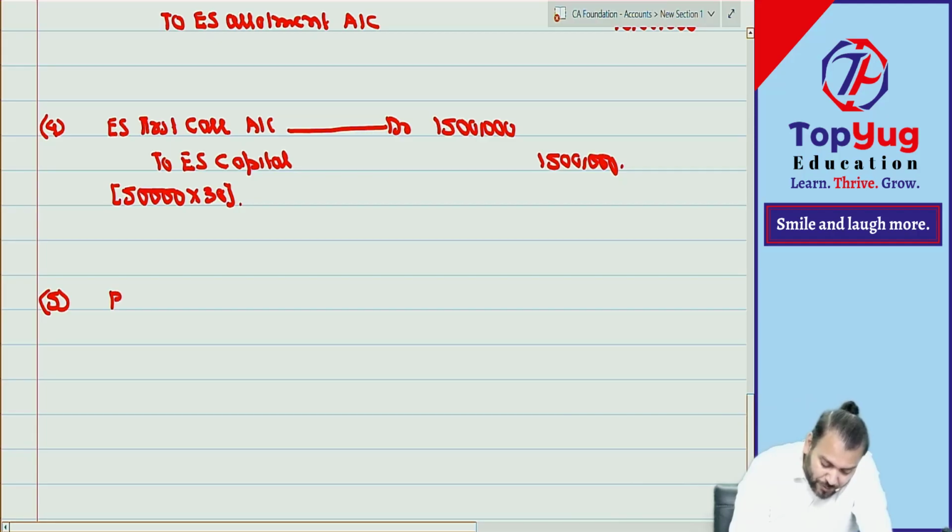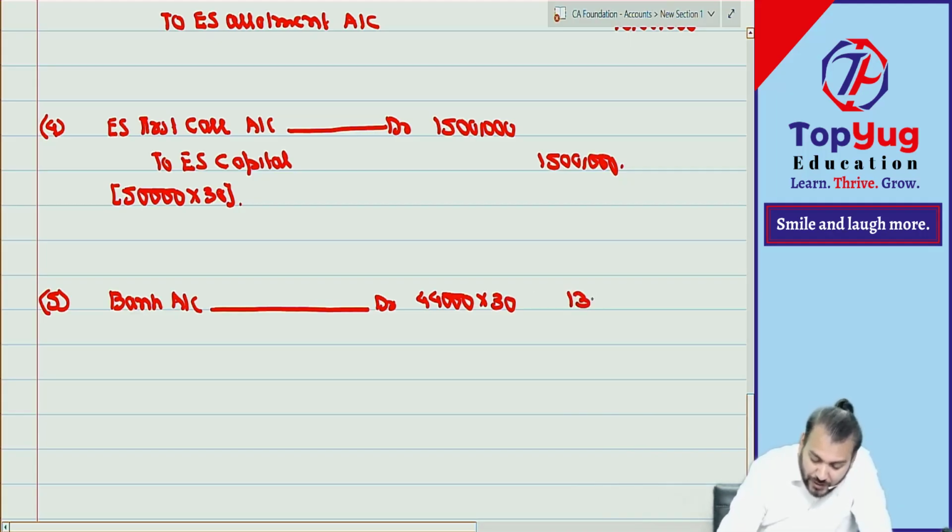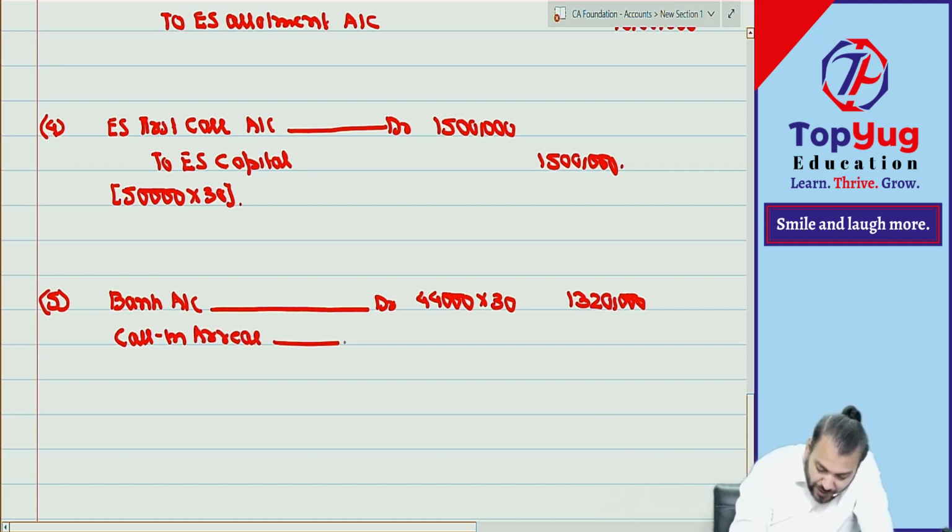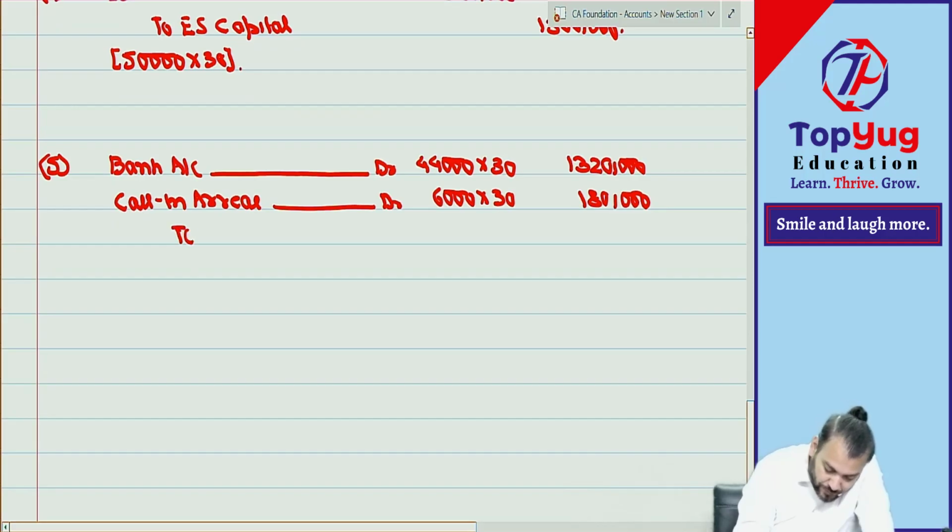Correct? So bank account debit how much? It is 44,000 into 30. How much? 13,20,000. Balance will be debited to which account? Calls in arrear. Calls in arrear account debit how much? 6,000 into 30, 1,80,000. To what? Equity share first call account. Simple.